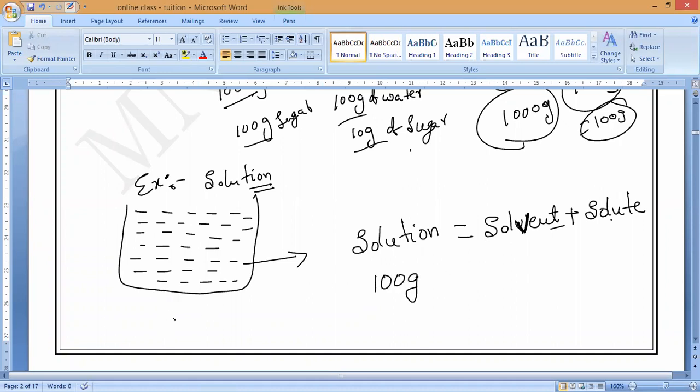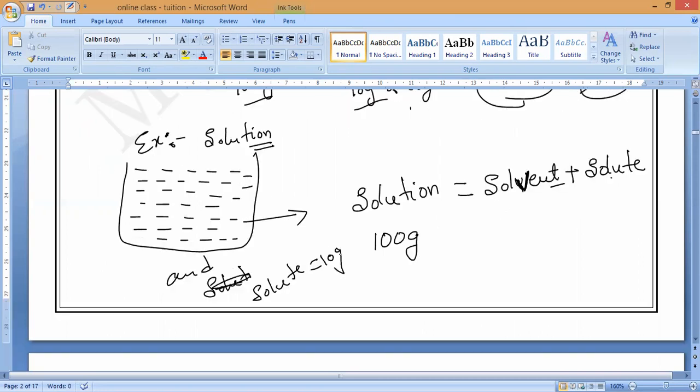And in that, I know I have dissolved solute. Solute is equal to 10 grams. Now find the solvent amount. I have taken solute equal to 10 grams, and after dissolving the 10 grams, I found the solution is equal to 100 grams. Now what about the solvent?